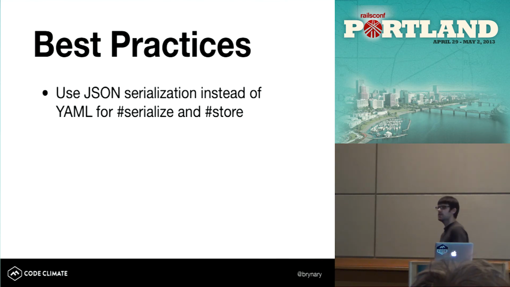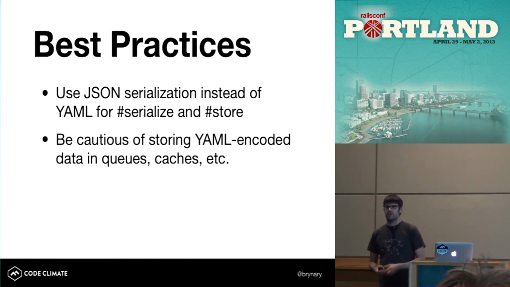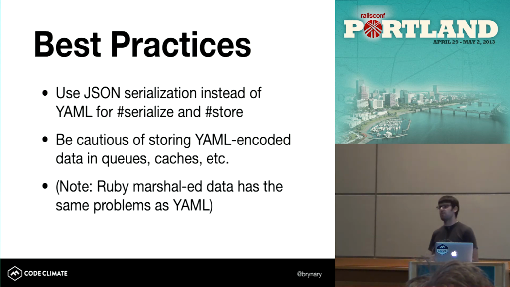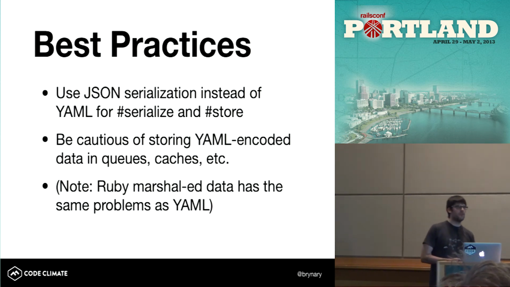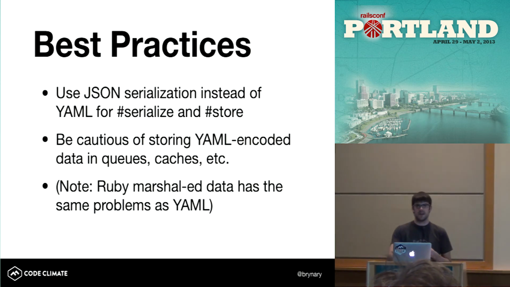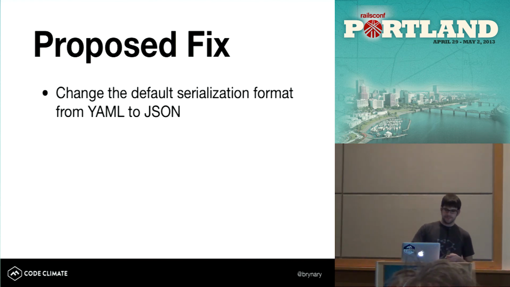So as a best practice, you can use JSON as the serialization format instead of YAML for the serialize and store macros. And also be cautious of storing YAML-encoded data in things like intermediate stores, queues, your caches, delayed job, whatever. If you're serializing things with YAML or Marshal, because Marshal has all the same problems, then you're basically giving anybody who can control those values a way to execute arbitrary code in your processes when you go and deserialize it or unmarshal it.